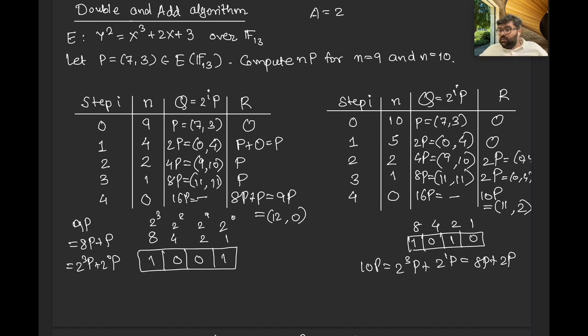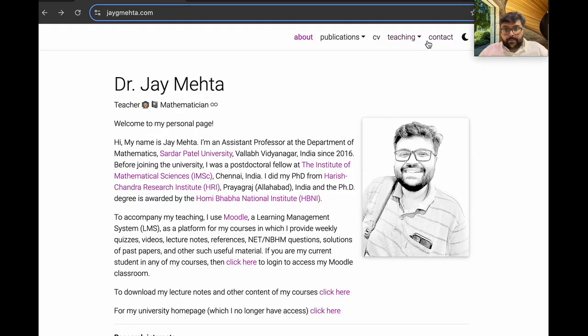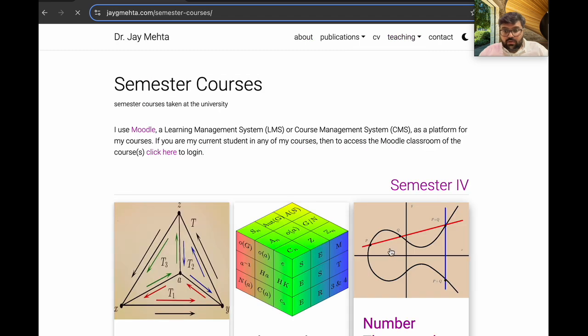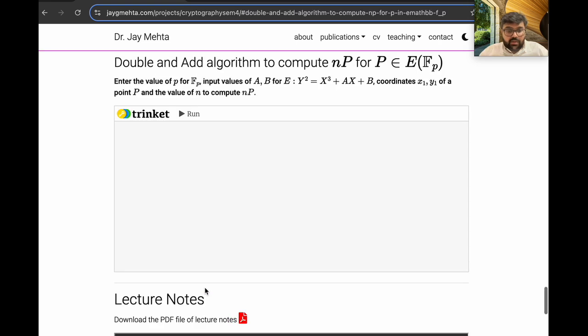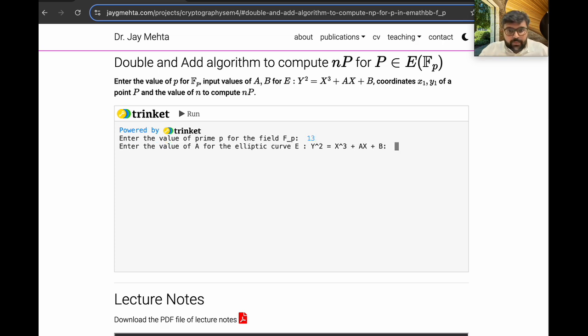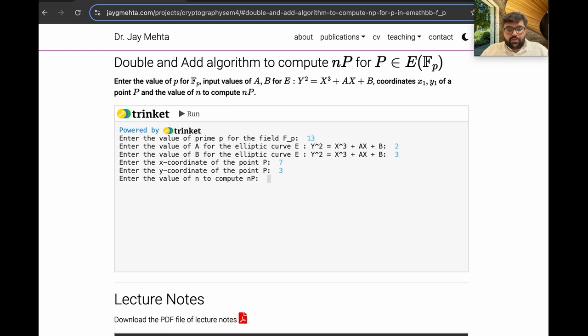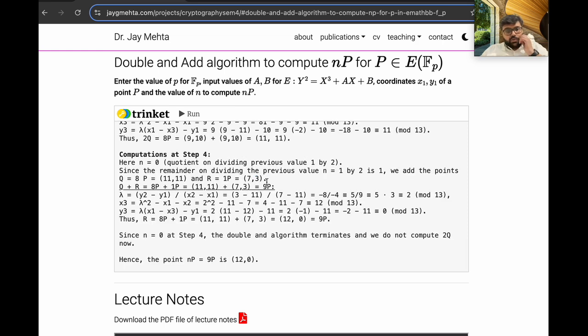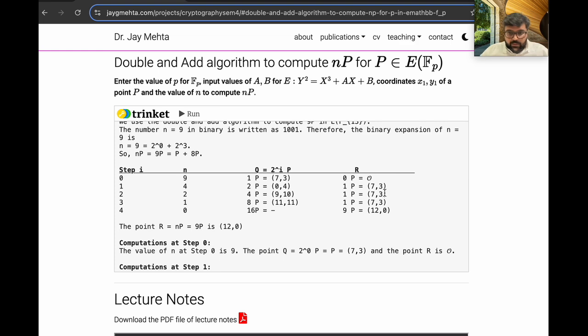I hope this example is clear now, but let us go to our website and check these values. On my website, you go into semester courses, look for fourth semester or third semester, the elliptic curve algorithm, and let us compute. So prime is 13, the curve is y square equal to x cube plus 2x plus 3. So a is 2, b is 3, coordinates of point are 7 comma 3. So x coordinate is 7, y coordinate is 3, and n is 9.